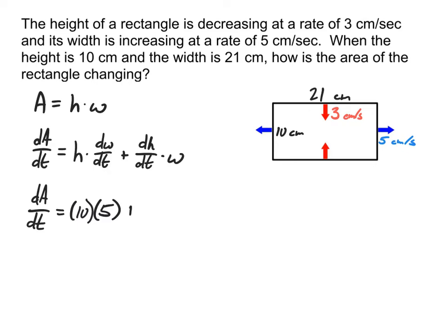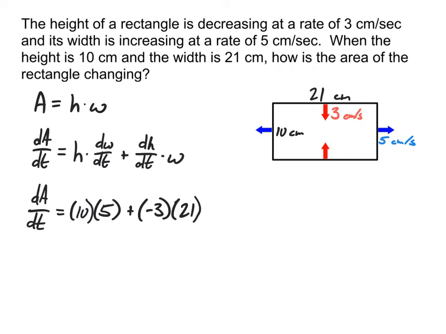All right, so then plus dH over dt. Now this is actually a spot where you could possibly run into a little stumbling block, because you'll notice that our height is changing by 3 centimeters per second, but it is decreasing by 3 centimeters per second. And so we are going to say that that is a negative 3 for dH over dt, because the height is decreasing over time. And then times W, my width, I know that's going to be 21.